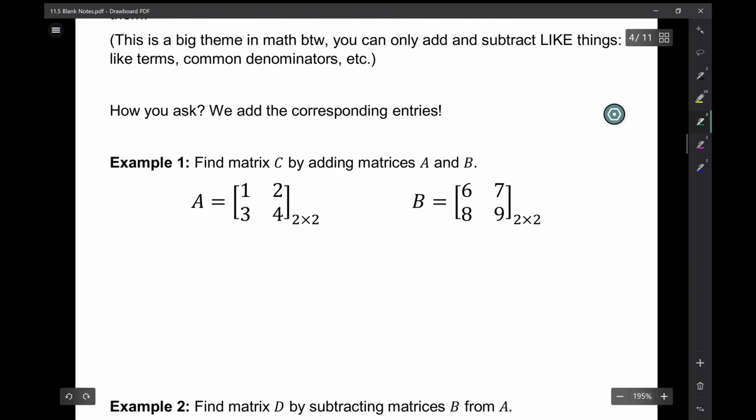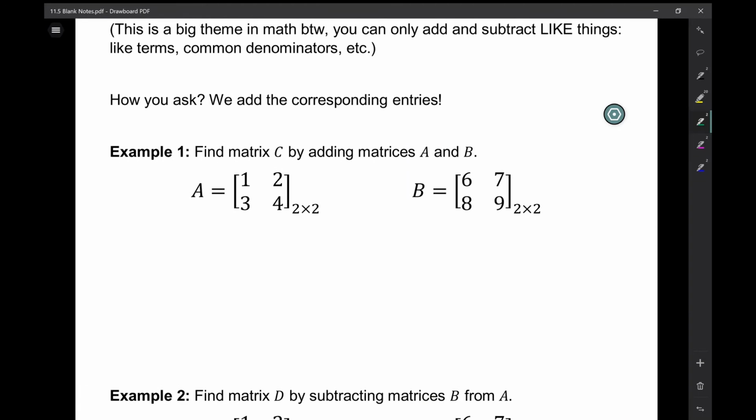Here we are for an example. We're going to add these two matrices and we're going to form a new matrix C. Matrix C is going to be the sum of A and B. A is 2 by 2 and so is B, so their dimensions are the same, right? And the way you add a matrix is you just add entry by entry in the same corresponding parts.